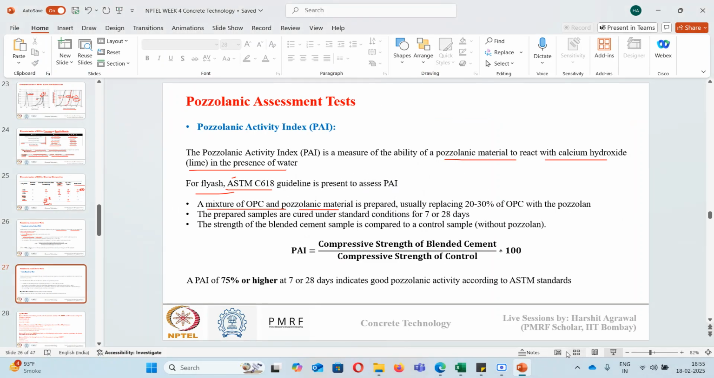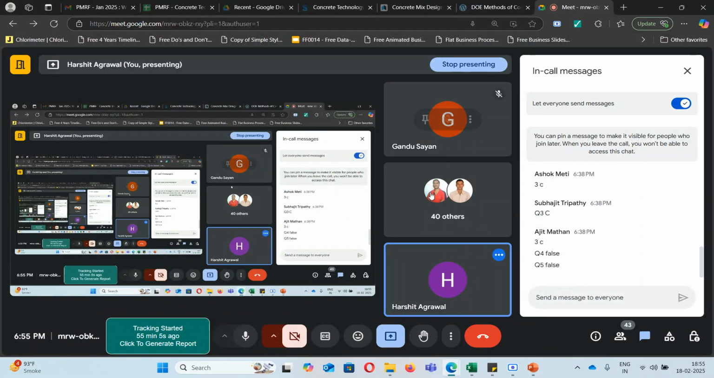Hello. Uh, who is there? Rahul, if you have any doubt, just write your question in the chat box. Don't unmute and speak in between.